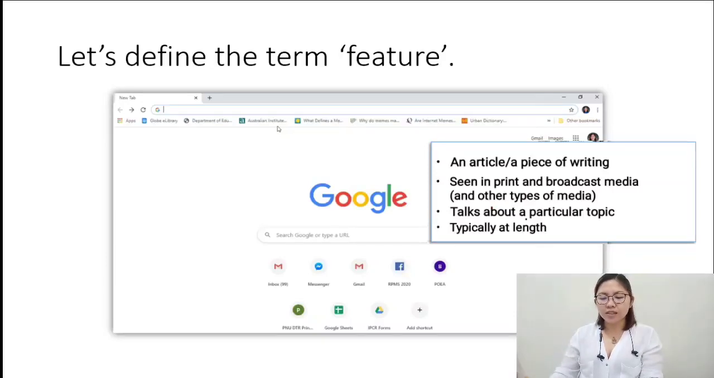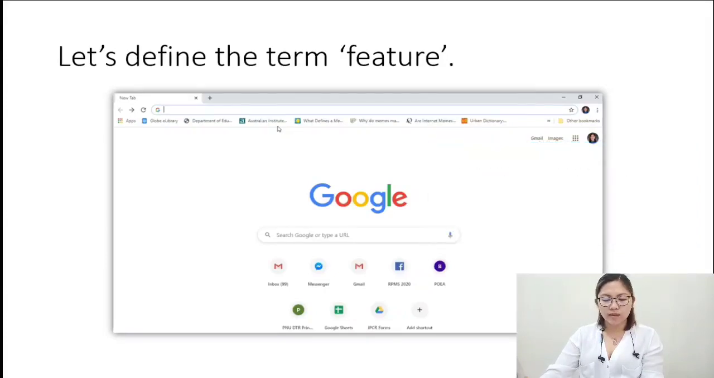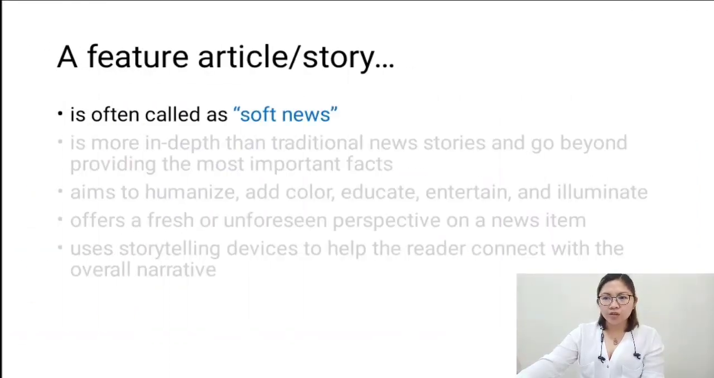This definition still seems a little broad, so I'm offering other definitions that will allow us to identify at the very least a feature article or story when we see one. A feature article or story is often called soft news because it does not deliver the news like a straight news or hard news does. It doesn't give right away the 5 W's or the 1 H. The 5 W's being your who, what, where, when, why, and your H being your how.